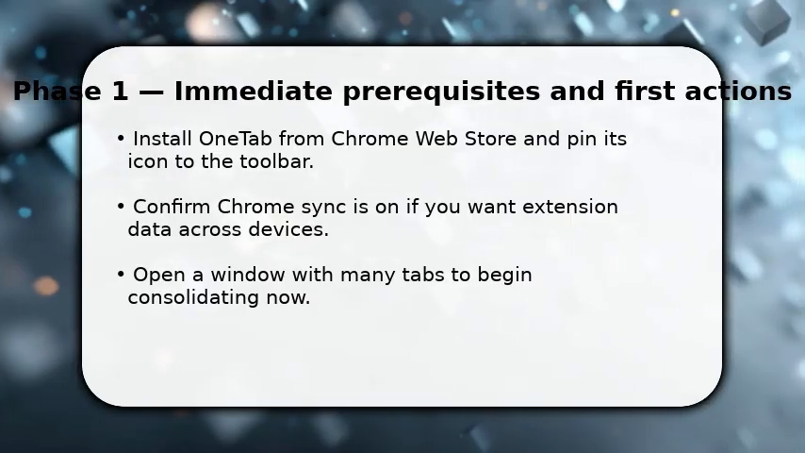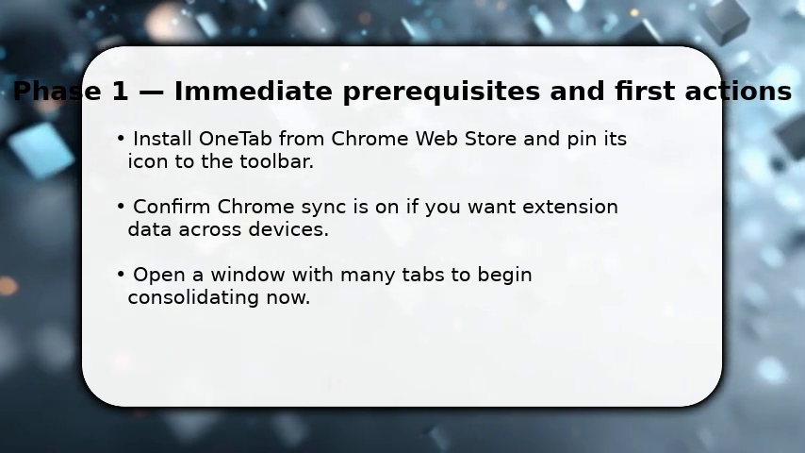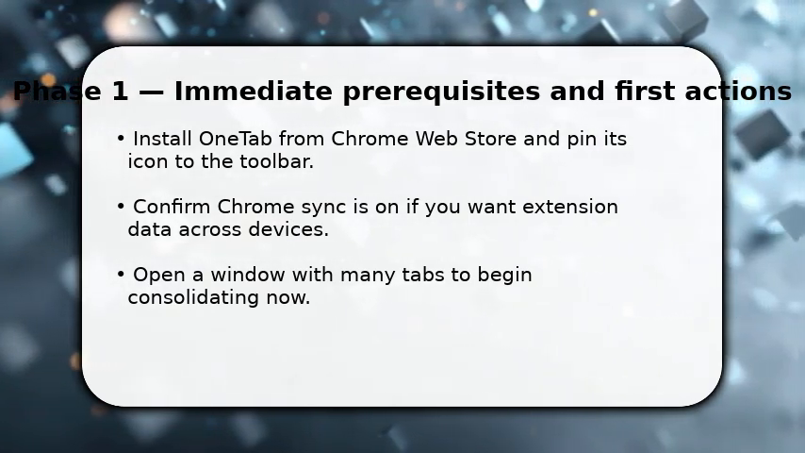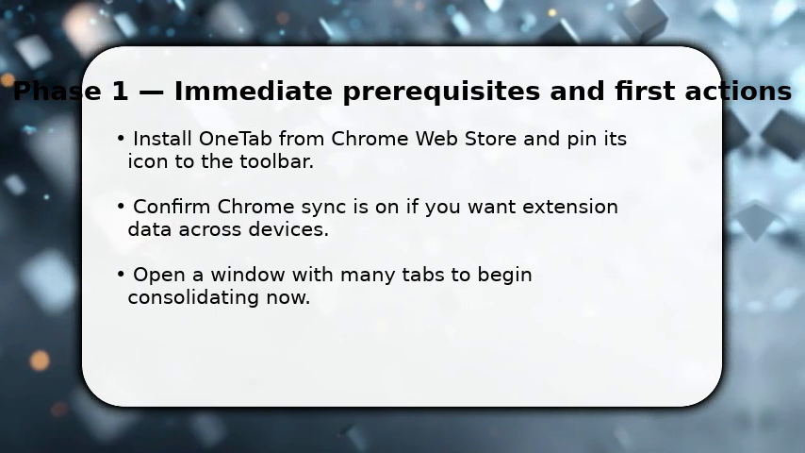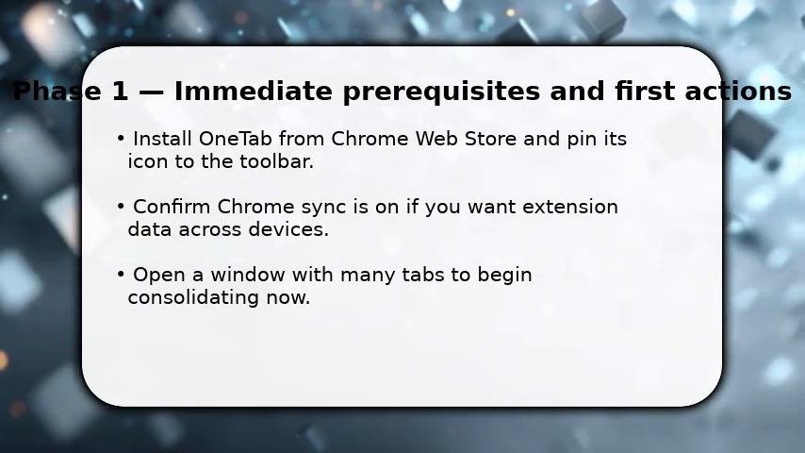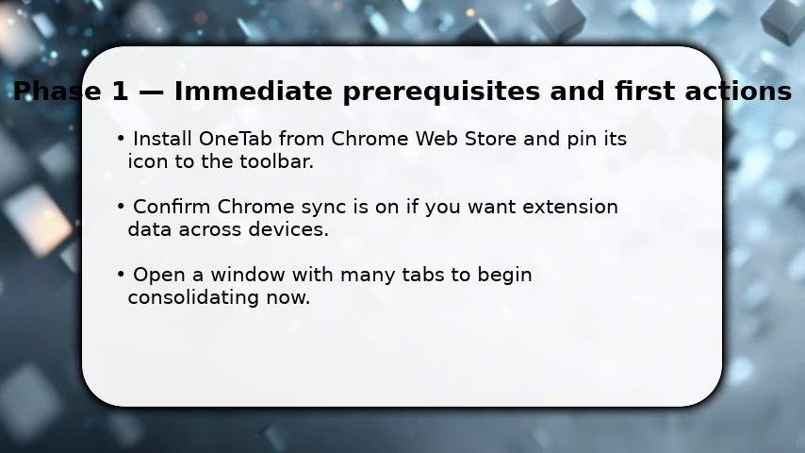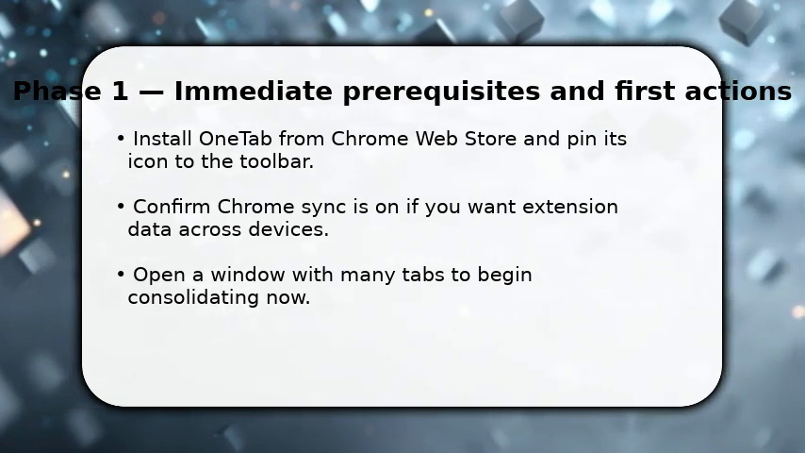You start by adding one tab and pinning it so the icon stays visible. Click the extension and choose Add to Chrome. Once added, pin to the toolbar. Open the tab-heavy window you want to manage. You don't need to close tabs yet.